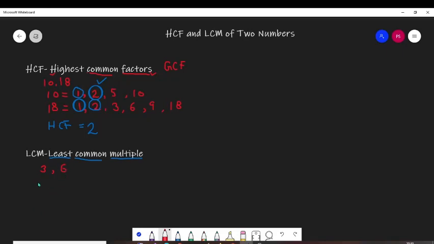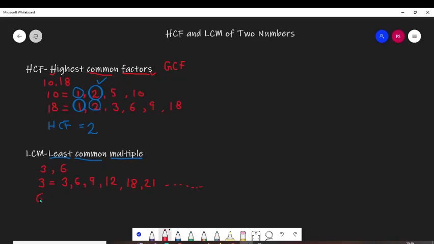First we have to write down the multiples of 3, right? This is our first step. The first multiple of 3 is 3, then 6, 9, 12, 18, 21 and so on, right? We can get any number of multiples. If you want to find out how we can find the multiples of any number, you can again go to my video. I'll share the link in the description box.